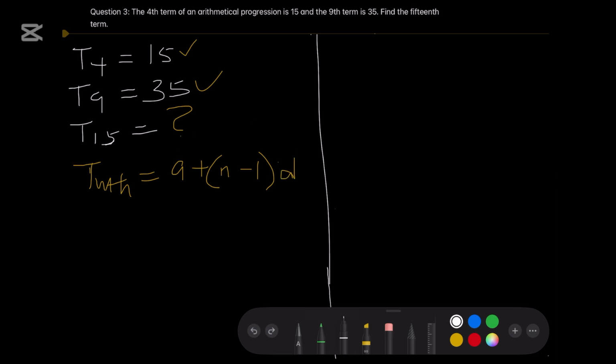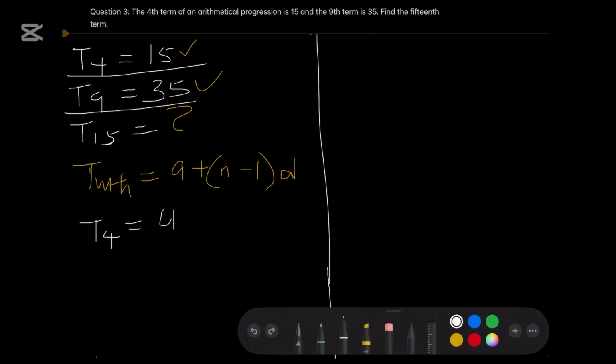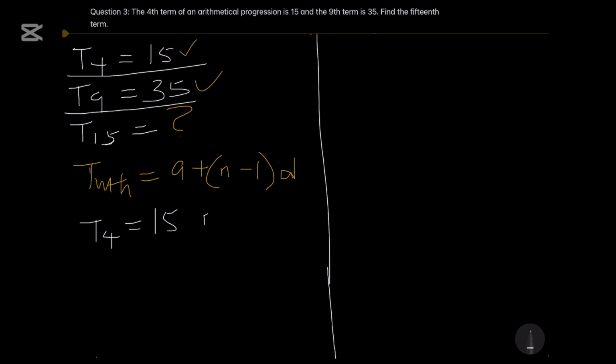So we have been told that our fourth term is 15 and our ninth term is 35. So let's take the statements one after the other. We are looking at the fourth term, calculating for the fourth term. We already have the fourth term is equal to 15. Our n, since we are dealing with the fourth term, n is 4.